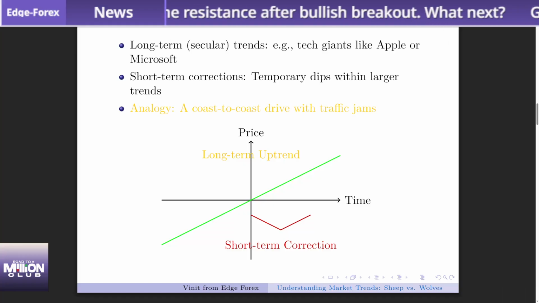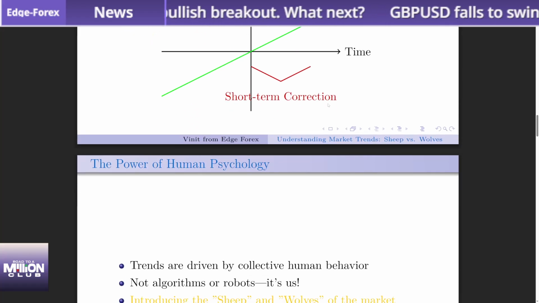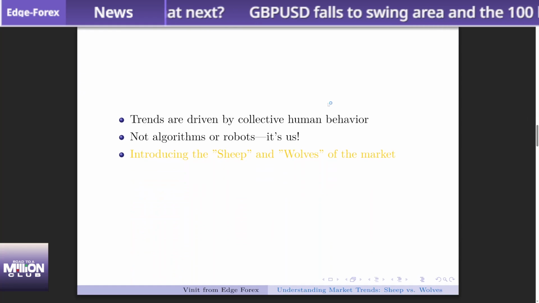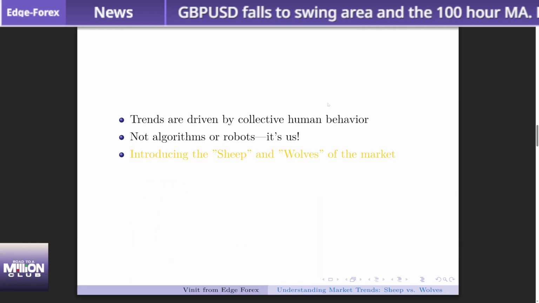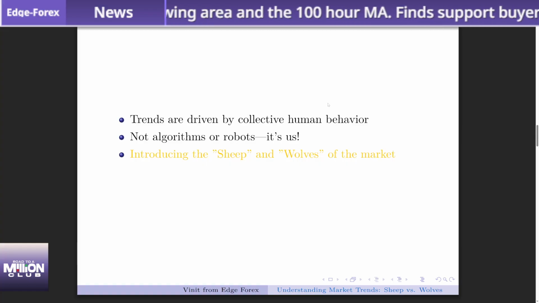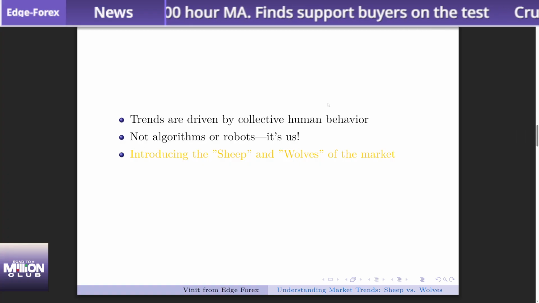So now we have established what trends are. But here's a $1 billion question. What actually creates these trends? It's not some mysterious algorithm, it's not a robot, it's us. It's our collective human psychology. And that is where the sheep and the wolves come in. Let's talk about the sheep.